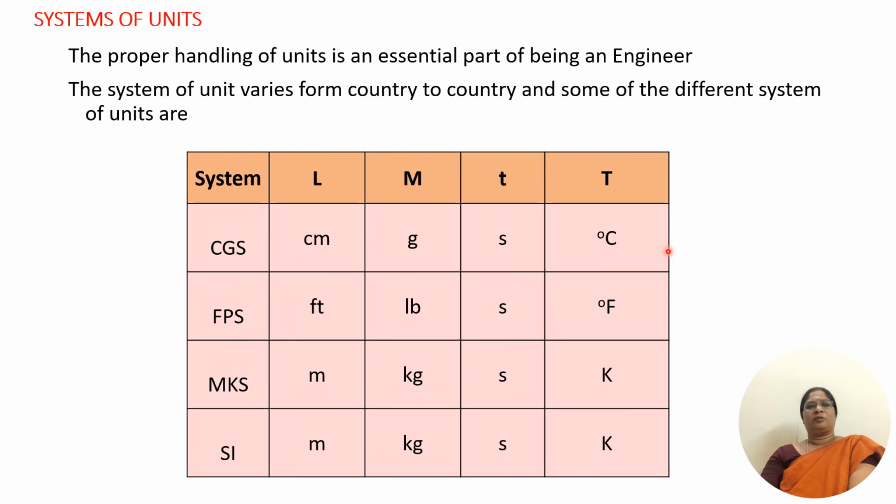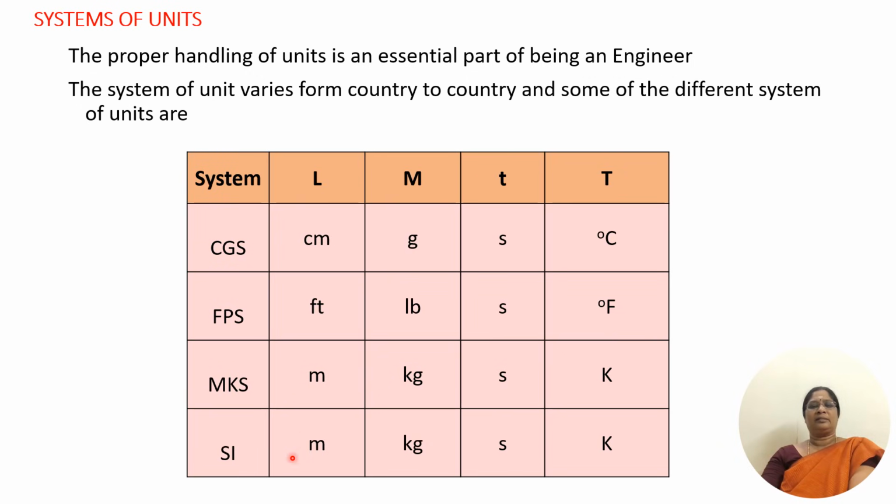And the systems of units. The proper handling of units is an essential part of being an engineer. The system of units varies from country to country and some of the different systems of units used worldwide are CGS, FPS, MKS and SI. In the CGS system, the length is expressed in centimeter, mass in grams, time in second and temperature in degrees Celsius. And in the FPS system, feet, pounds, second and degree Fahrenheit.